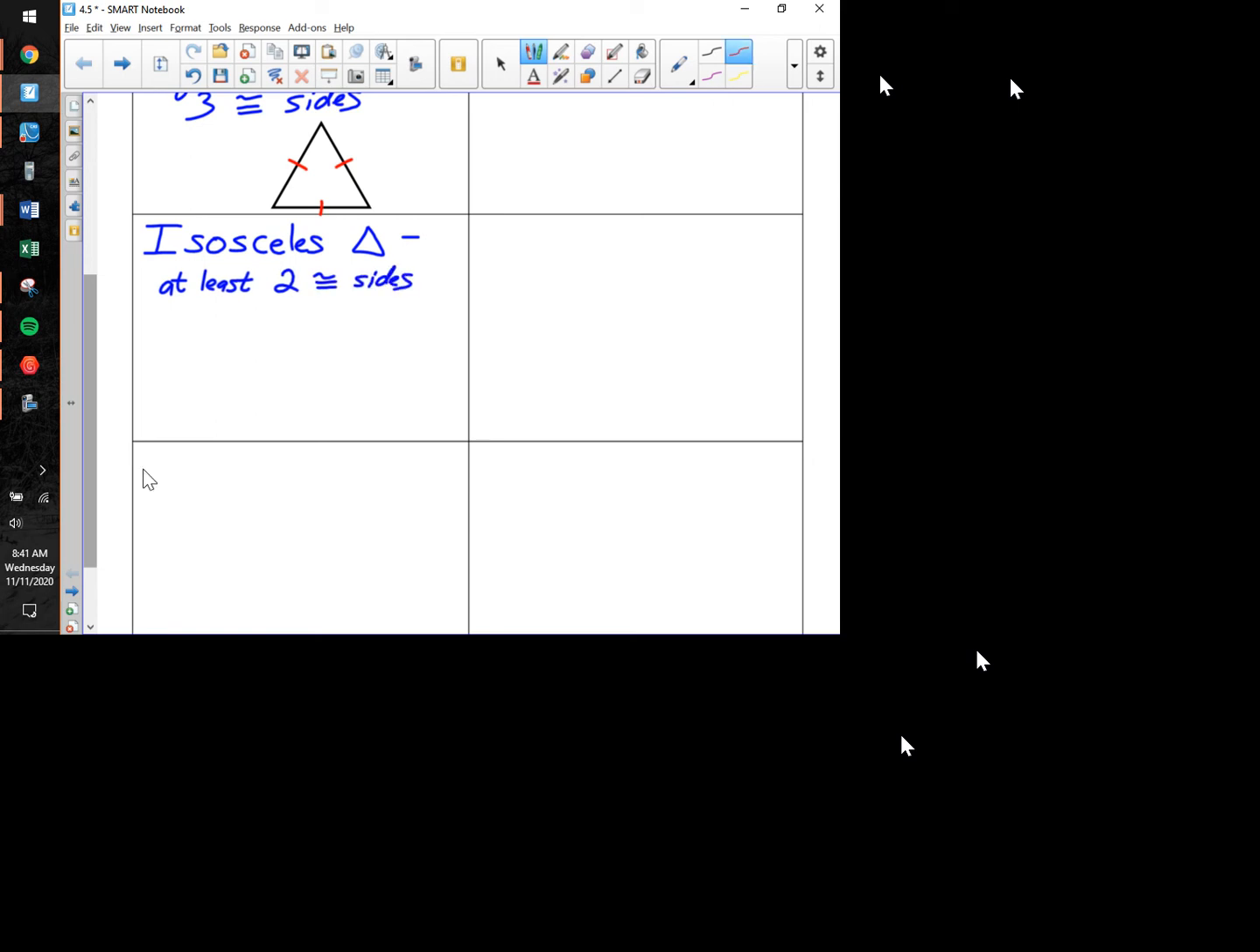Now that at least right there, I'm going to put in parentheses. In most cases, everybody, you're okay ignoring that at least. And you can just think of an isosceles triangle having 2 congruent sides.